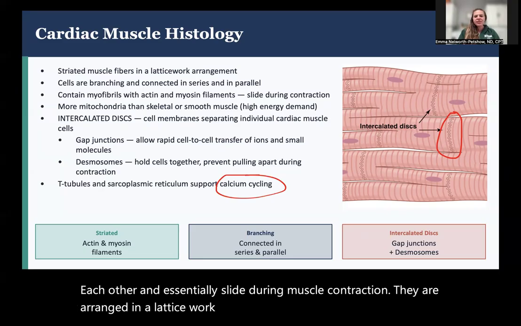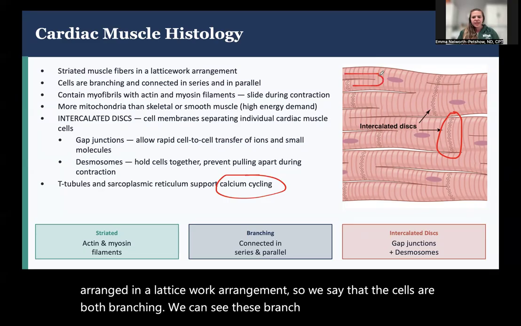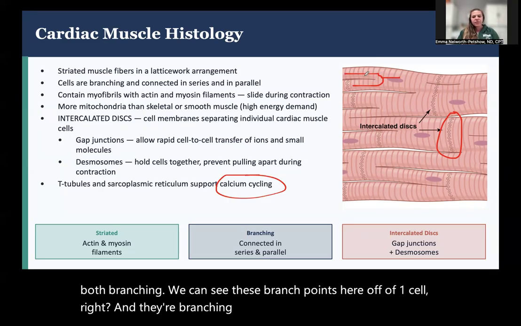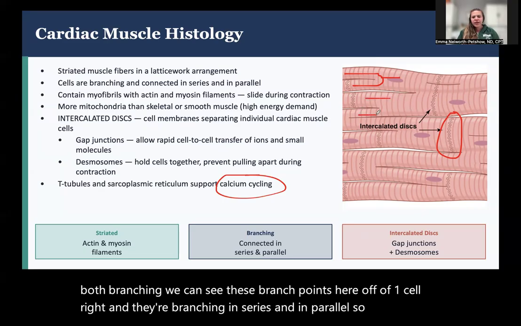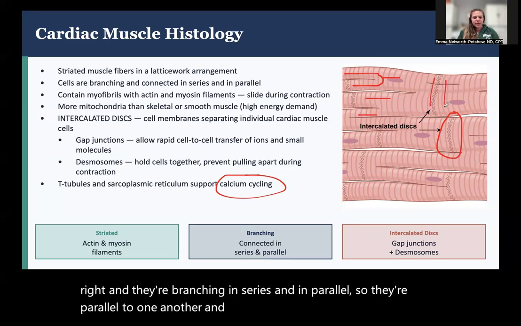So we say that the cells are branching. We can see these branch points here off of one cell, right? And they're branching in series and in parallel. So they're parallel to one another, and then they're in series next door to each other.